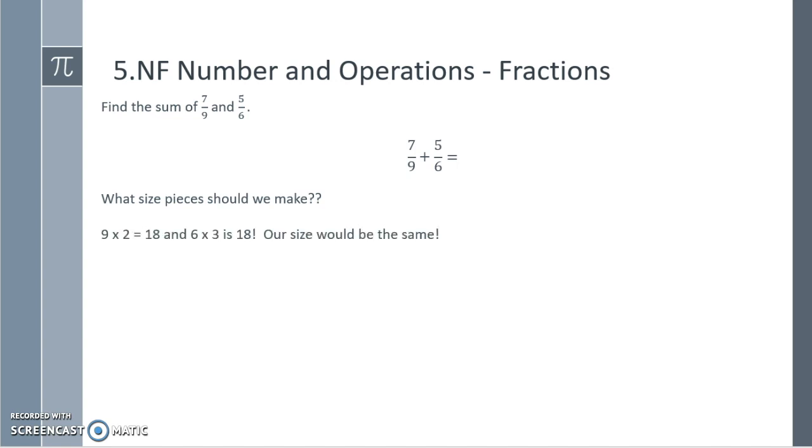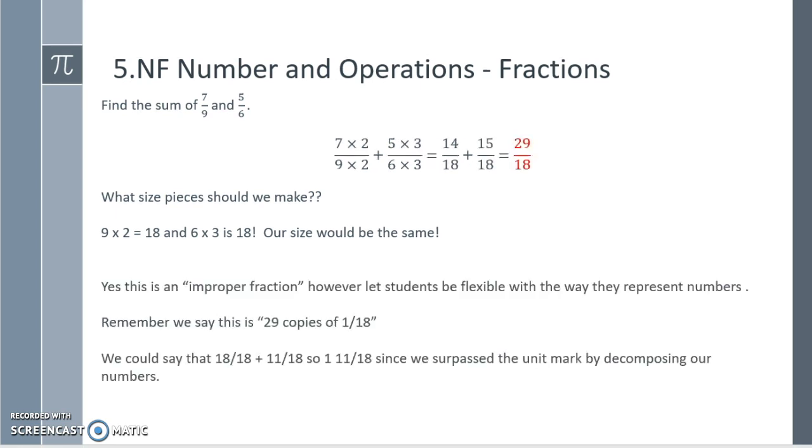I know that 9 times 2 is 18. Similarly, 6 times 3 is also 18. So our piece sizes would be the same. So I'll take 7 times 2 and 9 times 2, and 5 times 3 and 6 times 3. So we end up with 14 copies of 1/18 plus 15 copies of 1/18 for a total of 29 copies of 1/18. Yes, this is an improper fraction.